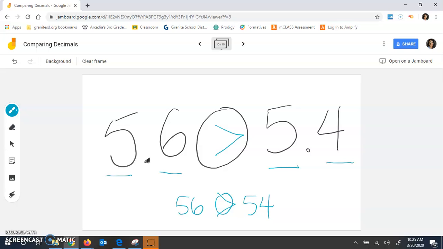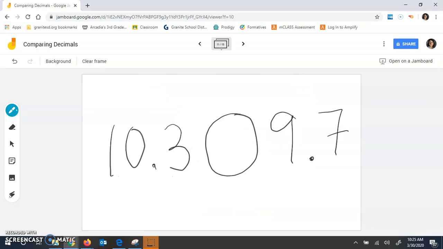The only difference is you have your decimal here or your fraction, 5 and 6 tenths in comparison to 5 and 4 tenths. Well, still same thing. 6 is bigger than 4, so 5 and 6 tenths is greater than 5 and 4 tenths. And same thing here, you're looking at your whole number. You've got 10 compared to 9. 10 and 3 tenths is greater than 9 and 7 tenths. Like I said before, even though our 3 is smaller than our 7, I have 10 things here, I only have 9 things here.